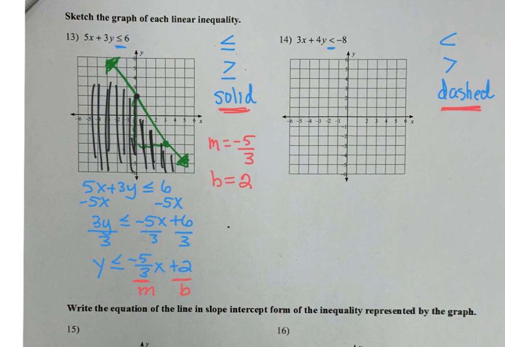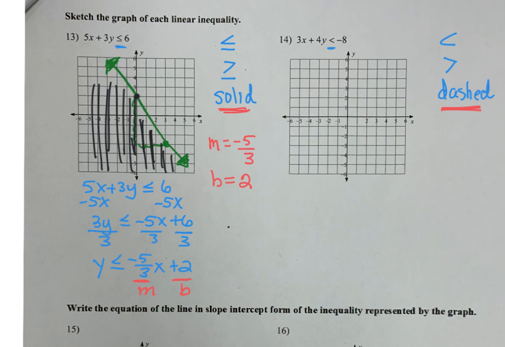Again, put that in y equals mx plus b form. Find your y-intercept, find your slope. You know it's a solid line because it's less than or equal to. And then just place your pencil on the y-intercept. And if y is less than or equal to that, you will go down. If y is greater than or equal to that, you will go up.